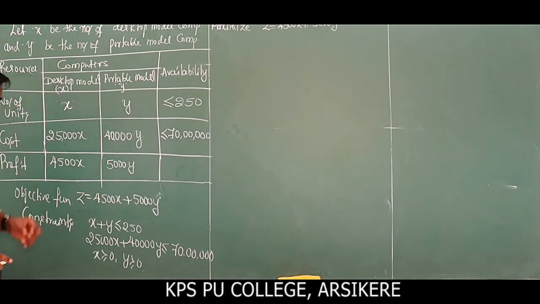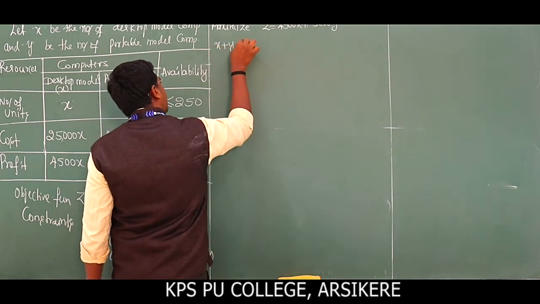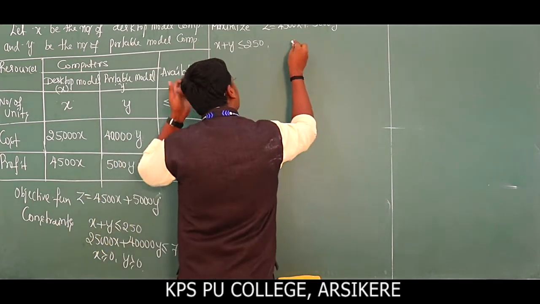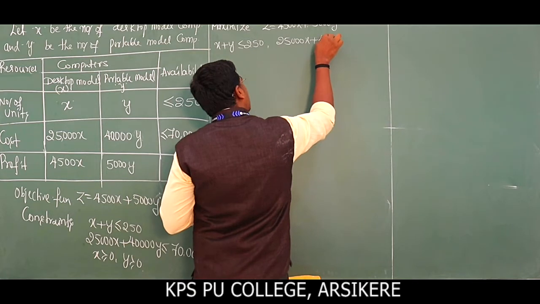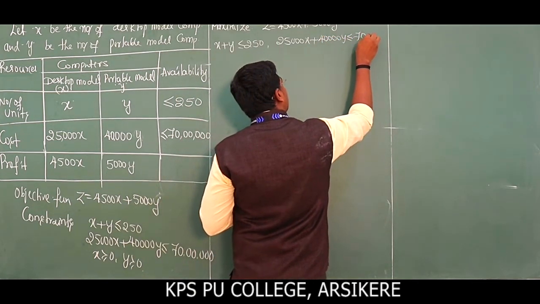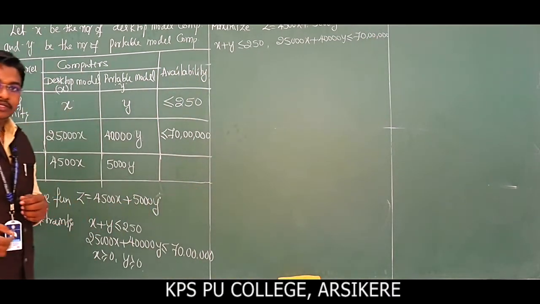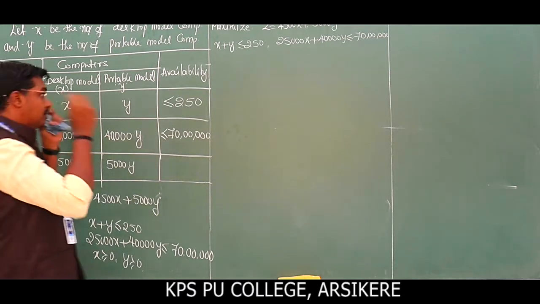Okay, so once you get the objective, what are the constraints here? Constraints: x plus y less than or equal to 250, and the second one 25,000x plus 40,000y less than or equal to 70 lakhs. Okay, so next we have the non-negative constraints: x greater than or equal to 0 and y greater than or equal to 0. Now write this one.